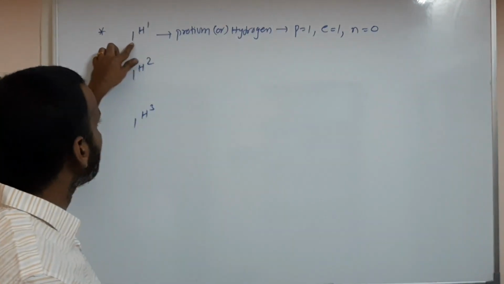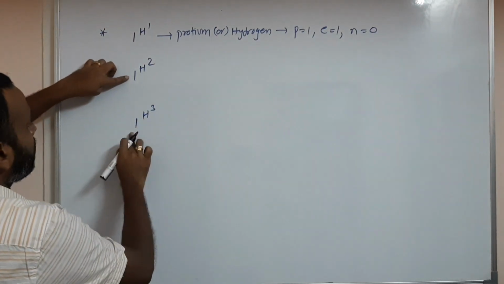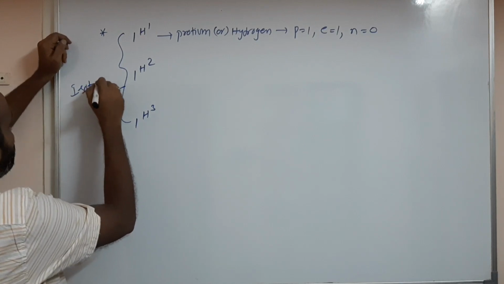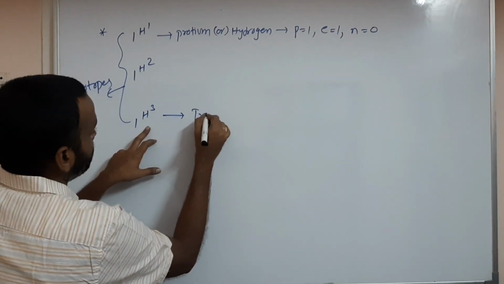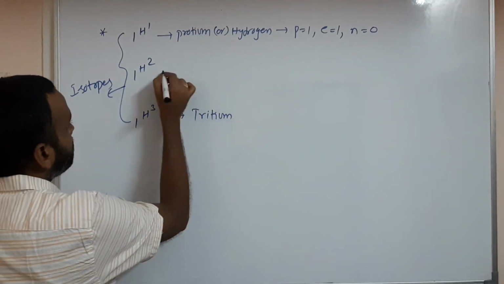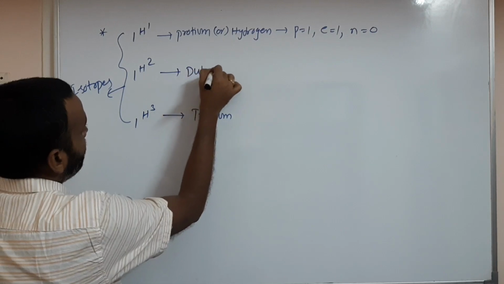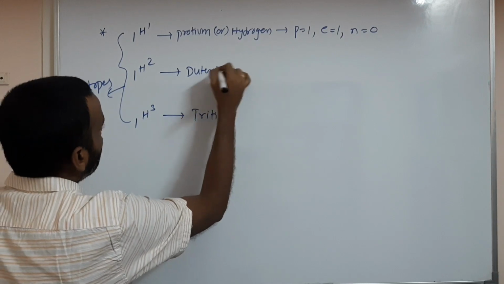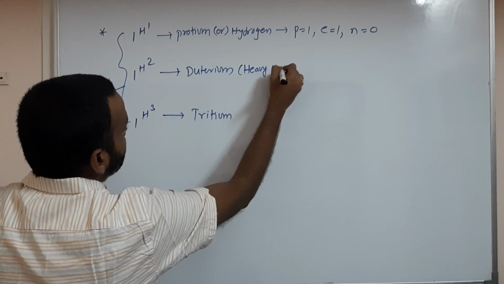Okay, 1 is the atomic number, and the mass number, everybody knows. So isotopes, these all three, everybody knows. This one is radioactive, it's tritium. Next, this is called heavy hydrogen, or else deuterium.